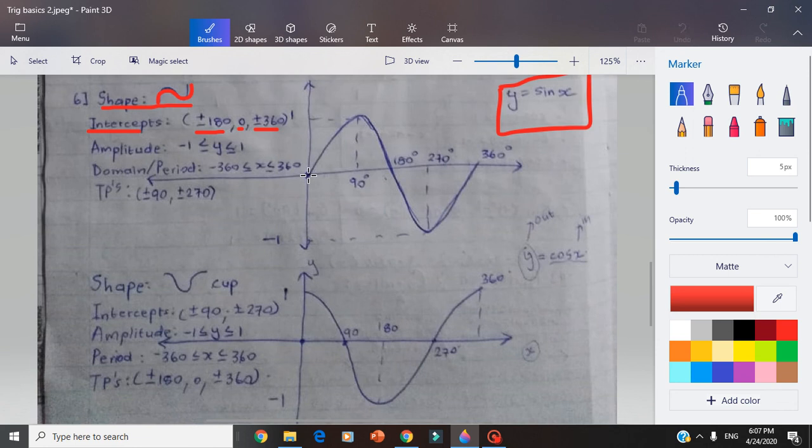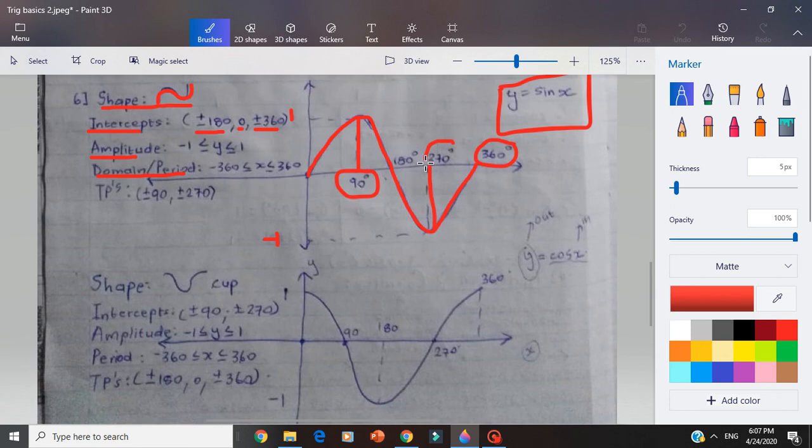So here's 0, it intercepts here at 180, and then it intercepts here at 360. Its amplitude is how high it is, between 1 and minus 1. And the domain or period is between minus 360 to 360. The turning points, which can be seen here and here, are at 90 and 270.